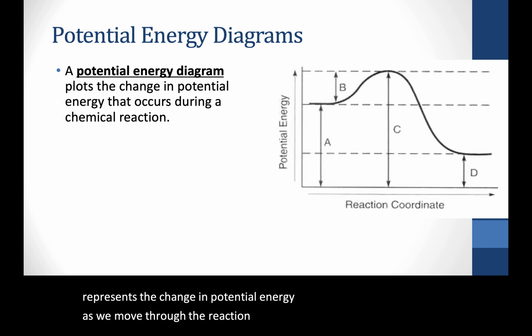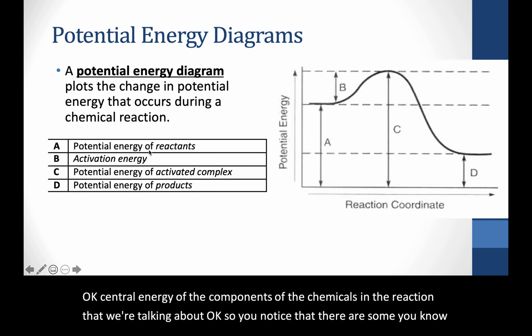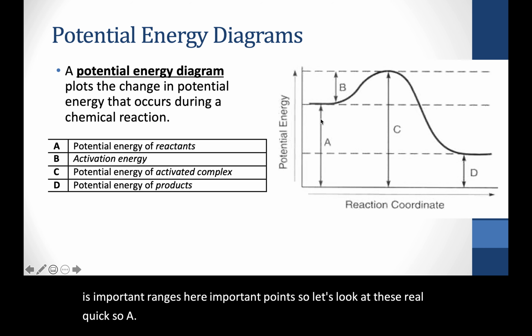Okay, so you notice that we've got A, B, C, D labeled on the graph. Now these are important points. So let's look at these real quick. So A, if we think about it, we're starting here. So A represents the potential energy of the reactants, the potential energy of the chemicals that we're starting with. That's because that's where we're starting the graph, right here.